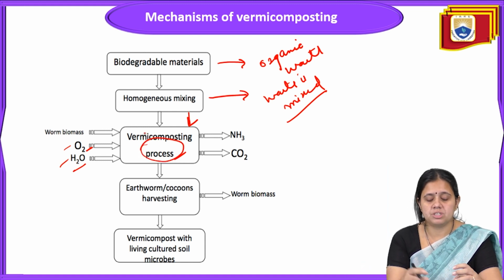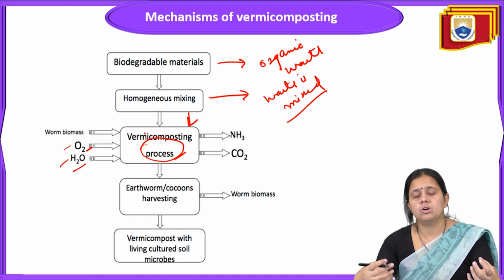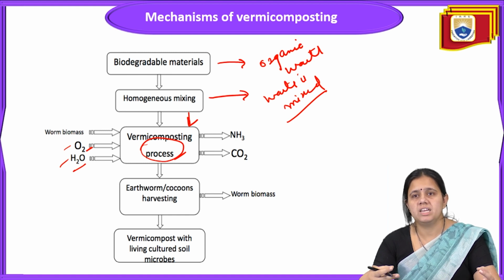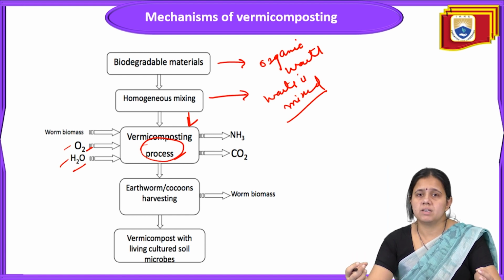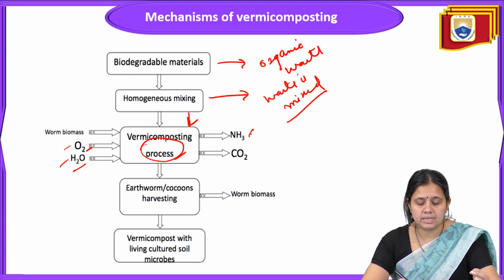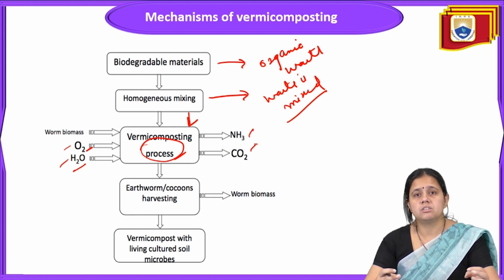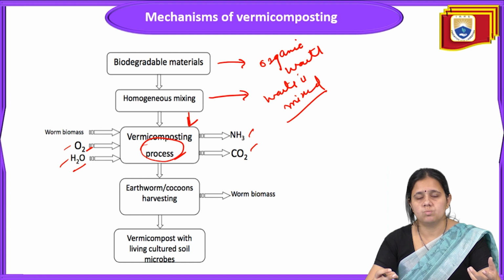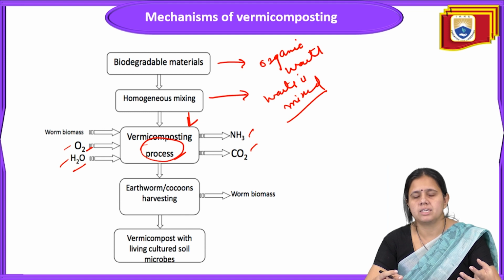Now the vermicomposting process will start. So this vermicomposting process will start, and two gases will come out from this, that is ammonia and carbon dioxide. So when the earthworm starts degrading this biodegradable waste, two types of gases will be released from this vermicomposting process, that is ammonia and carbon dioxide.